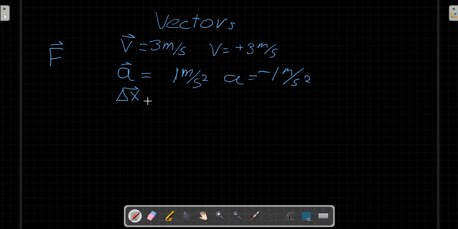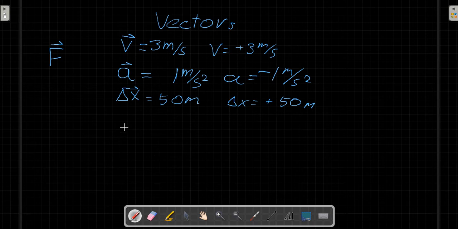So there's the arrow. We can say this thing is 50 meters, the magnitude of this vector. So whatever it is, it traveled 50 meters. And then we can say that the displacement is, let's say, positive 50 meters. Okay, now we've included direction, we've taken away the arrow.